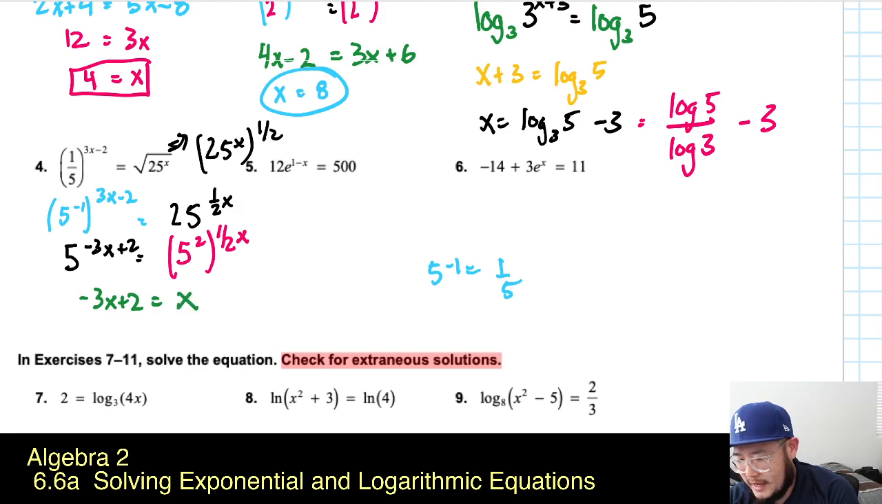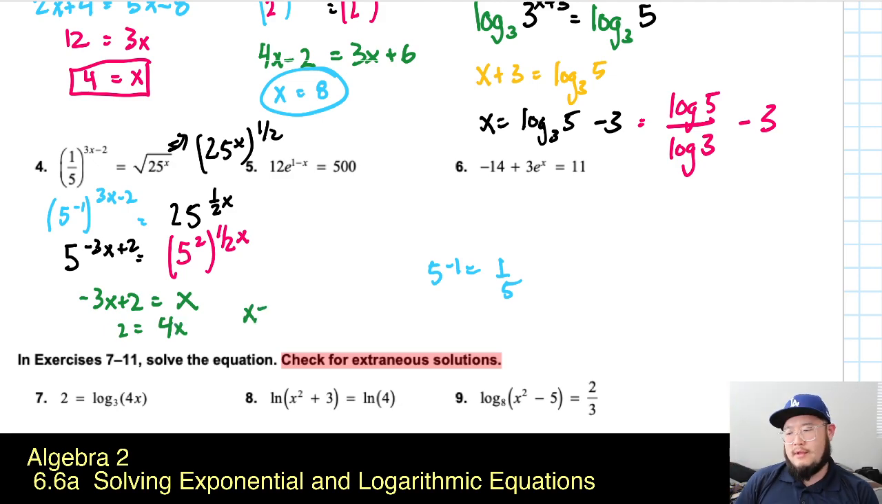Let me add 3x to both sides, and I've got 2 is equal to 4x. Divide both sides by 4, and right here on the side, I'll put x is equal to 1/2. And there you have number 4.